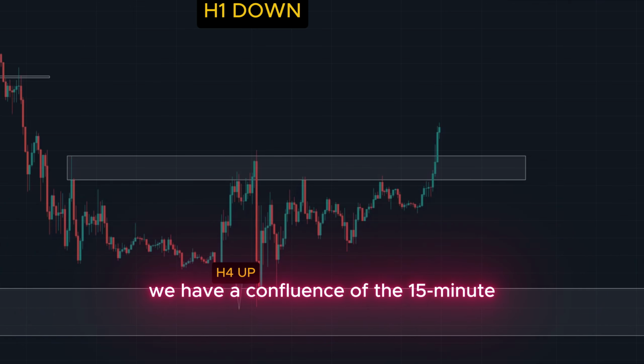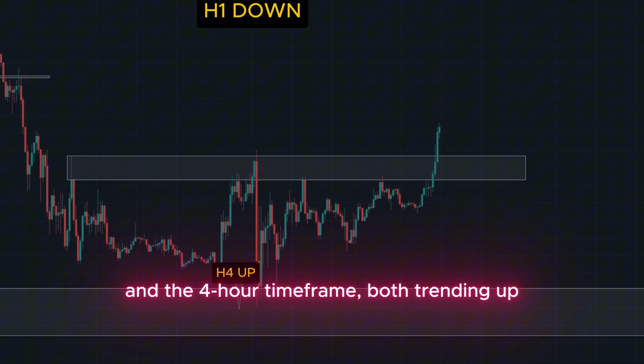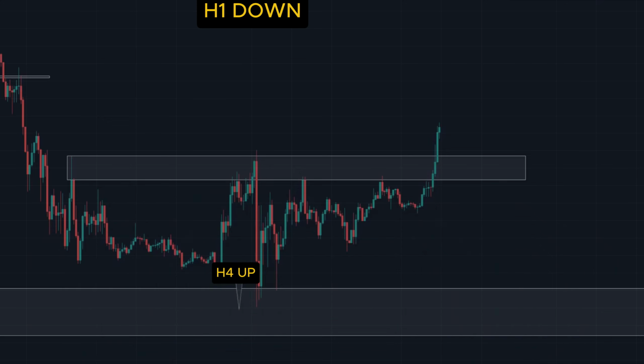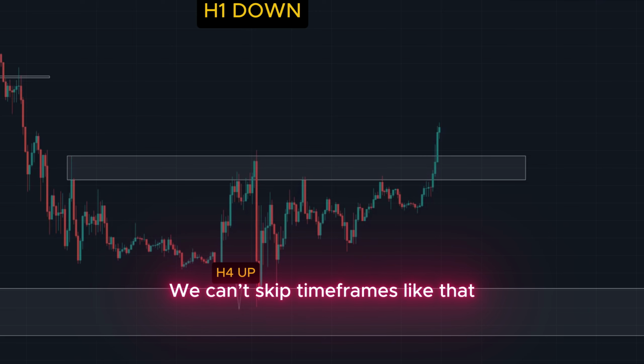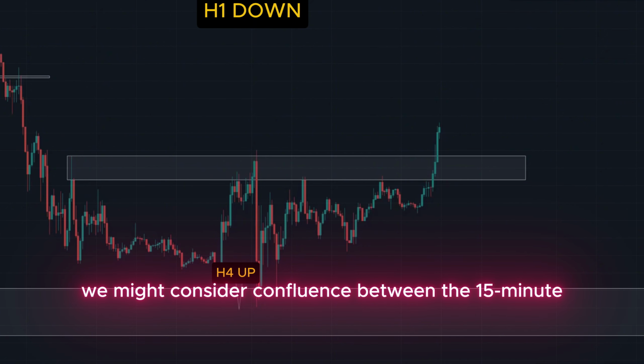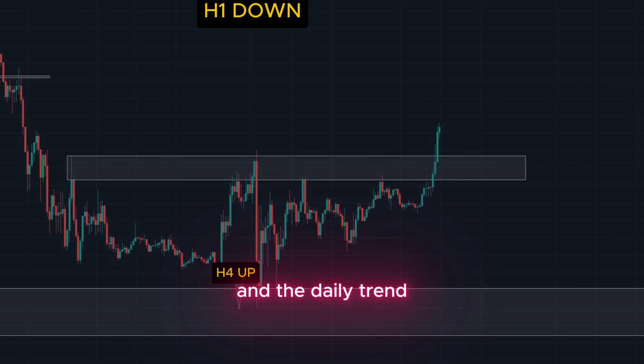If you say we have a confluence of the 15-minute and the 4-hour time frame, both trending up, that's not correct. Confluence is only considered when 2 time frames are adjacent, like the 15-minute and the 1-hour, or the 1-hour and the 4-hour, or the 4-hour with a daily trend. But we can't apply confluence between the 15-minute and the 4-hour. We can't skip time frames like that. If we skip like that, we might consider confluence between the 15-minute and the daily trend or weekly trend. We can't account for everything. So in this case, we don't have any confluence.